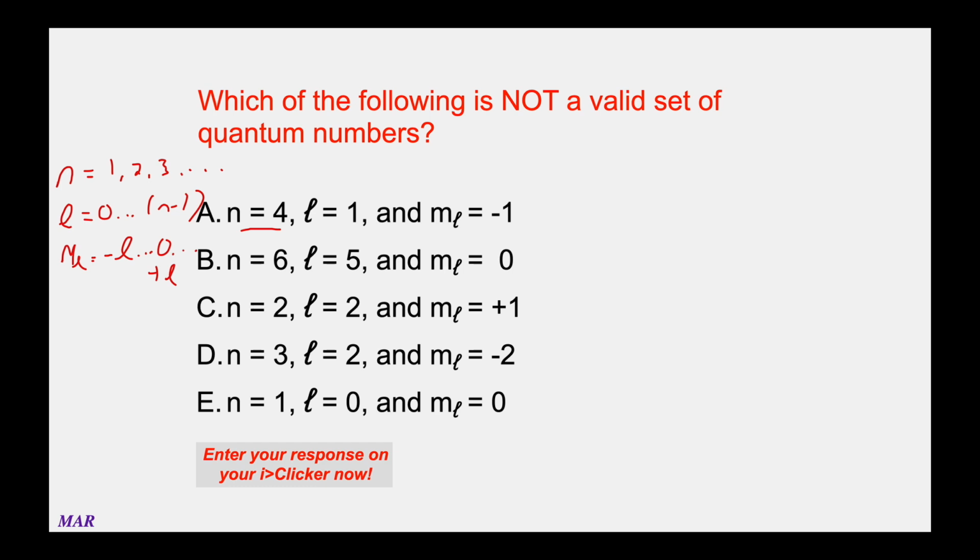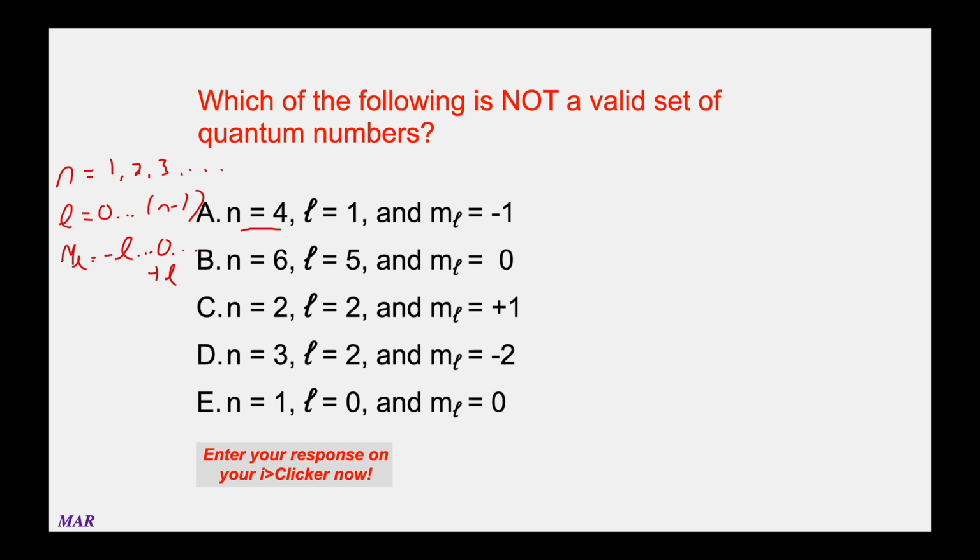M sub L has to be somewhere between negative L and positive L, negative 1 and positive 1. That would be negative 1, 0, and plus 1, and negative 1 is cool. A is okay. B, the second one, n equals 6 is a whole number, no problem. L is less than or equal to n minus 1, so 6 minus 1 is 5, that's okay. M sub L has to be between negative L and positive L, and 0 is between negative 5 and positive 5, and M sub L of 0 is a legit number. It doesn't mean it's not there or something.